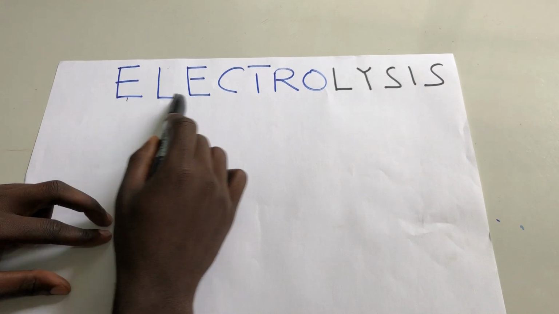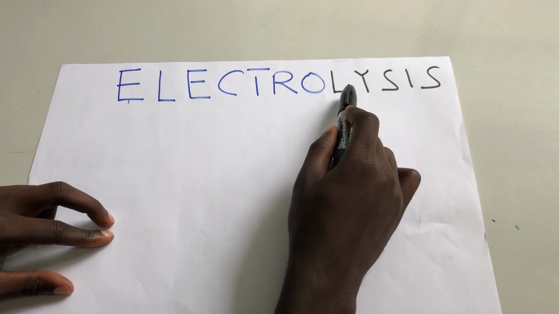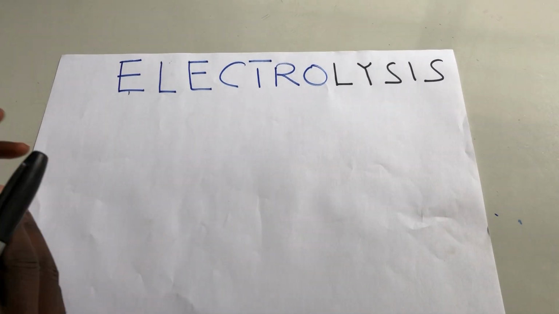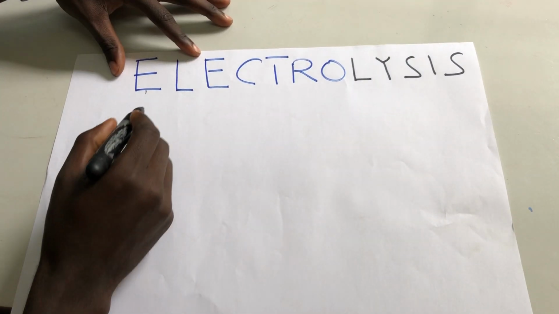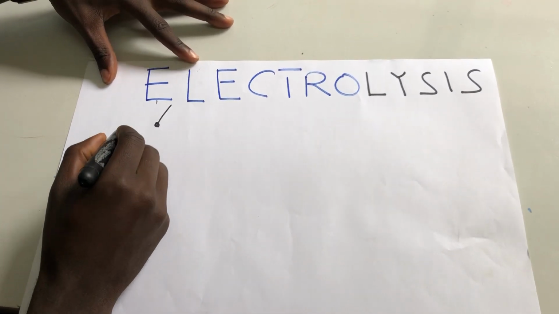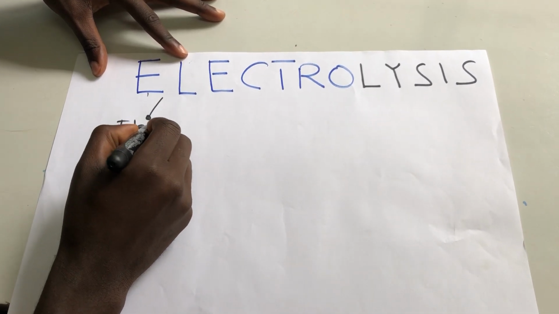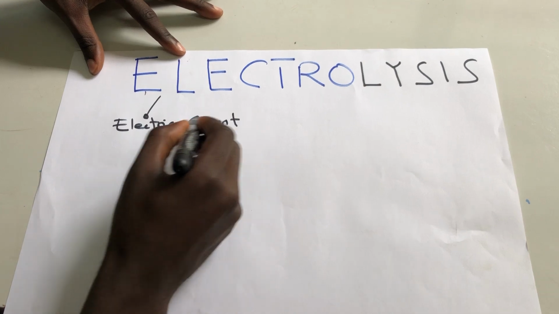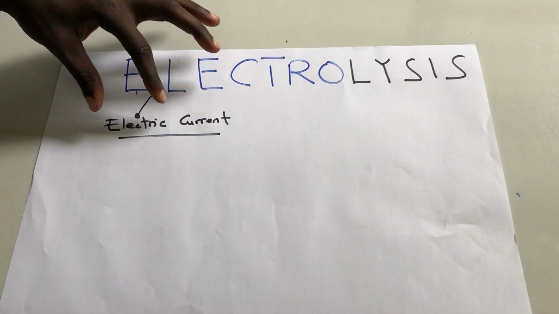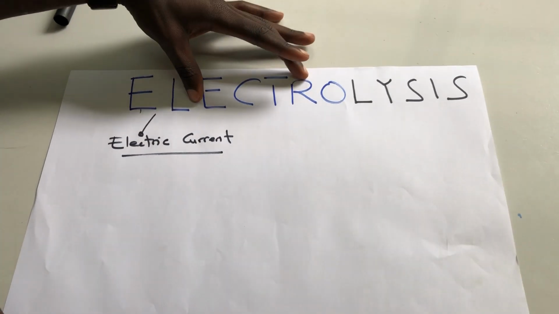We have this one which is called electro and the last one which is called lysis. So the first one which is electro maana yake ni electric current. Electric current. So it's the use of electric current ndo maana ya electro.